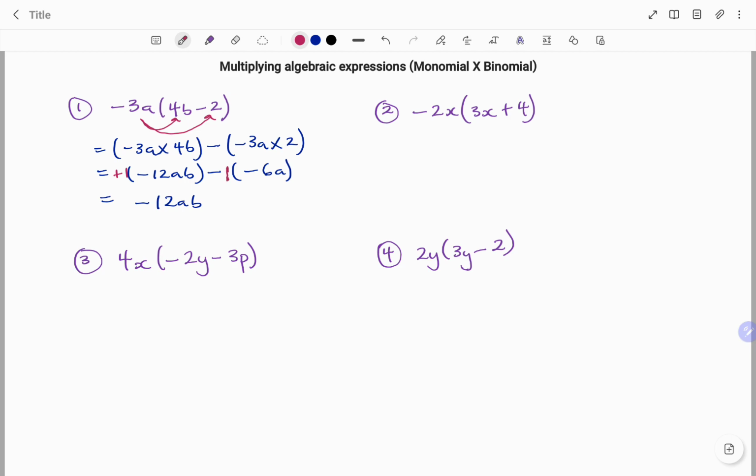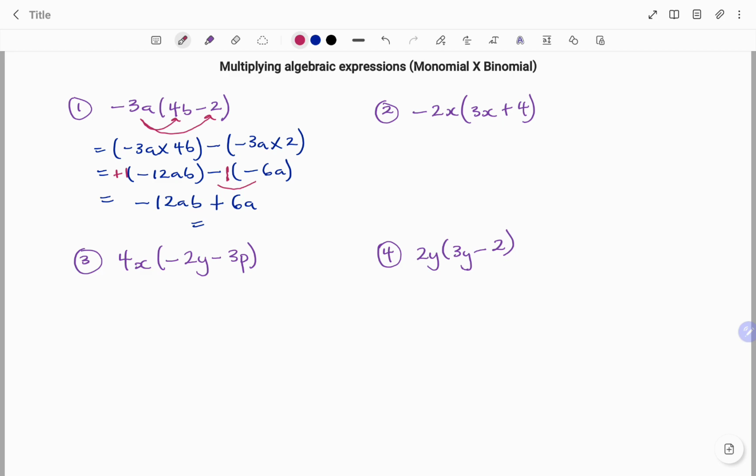But in the second part, I have this minus, there's an invisible 1 here. I have minus 1 multiplying minus 6a. Minus times minus, that's plus. 1 times 6a, that's 6a. If I check, I can't simplify further, so my answer is minus 12ab plus 6a. Let's take a look at the second example.